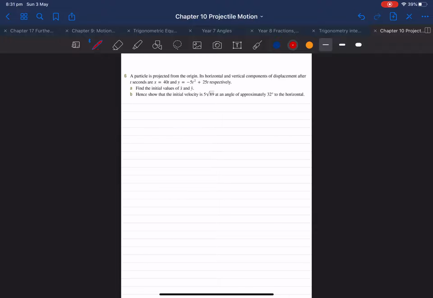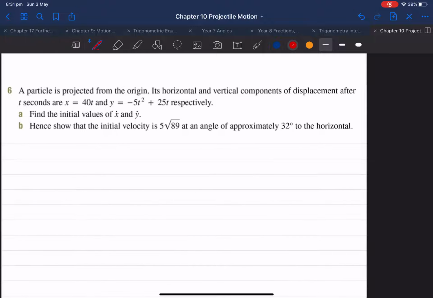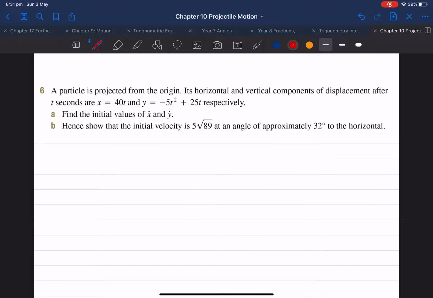Okay, so the next question. Let's read the question here first. A particle is projected from the origin. Very, very important, from the origin. Its horizontal and vertical component of displacement after t seconds. Okay, so they give you the horizontal and vertical component, which is really easy. We don't have to integrate it anymore, but maybe we need to differentiate, so the other way around. That's maybe what we need to do.